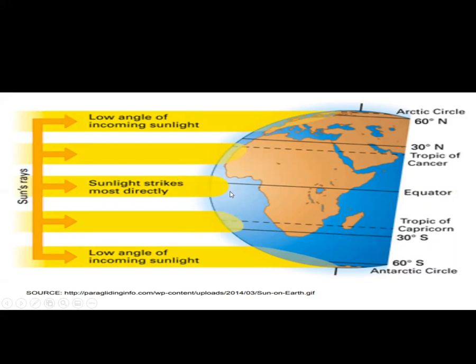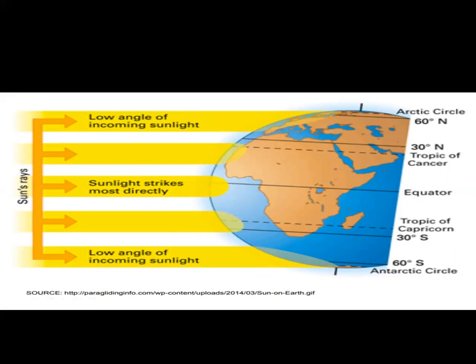Now, if you go even higher, these are the higher latitudes, you will notice that the same amount of sunlight is now reaching Earth at a low angle. So that amount of sunlight is spread in a bigger area compared to this area here. Thus, it's a lot colder. This is the reason why the temperatures in the varying latitudes of Earth differ.